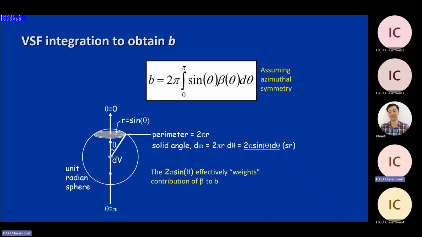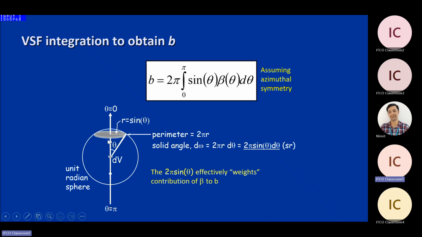Zhongping showed a slide on this. I'll show another slide on it, a different way of looking at it. But when you integrate the volume scattering function, you get total scattering, b. And one way to look at that is in the unit sphere. The key thing to understand is where this 2 pi sine theta comes from. The sine theta essentially weights the volume scattering function in terms of its b contribution.